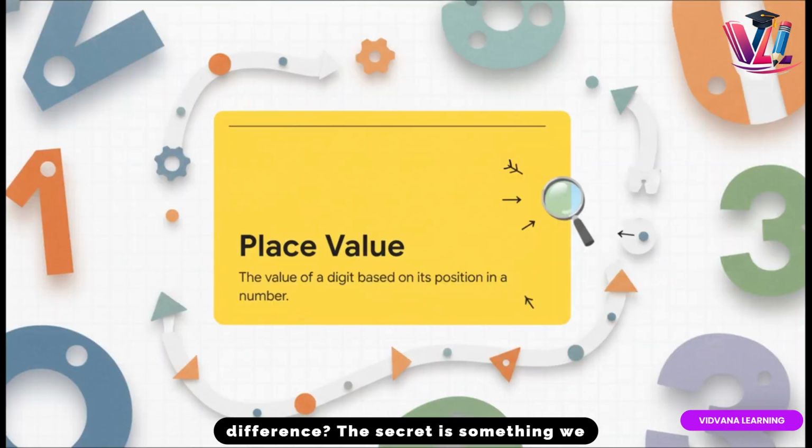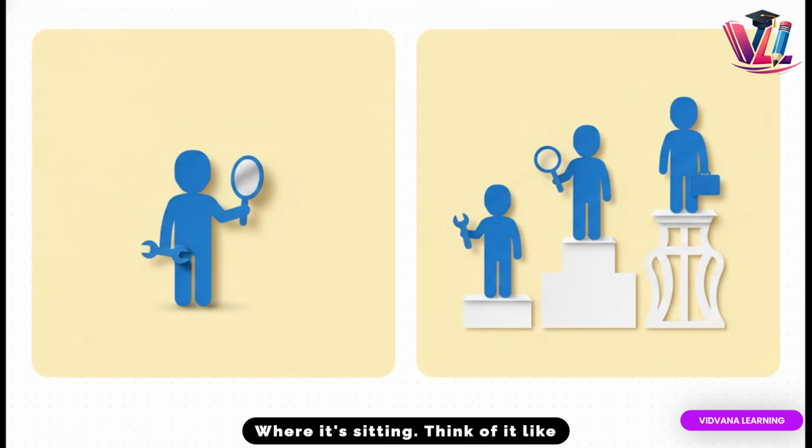The secret is something we call place value. Place value tells us the value of a digit based purely on its position in a number. Basically, the exact same number can mean completely different things just depending on where it's sitting. Think of it like this. Every single digit has a face value. That's simply who the digit is, like our friend the number 5. But place value, that's the digit's actual job. Depending on where it's standing in line, its job could be to mean 50 or even 500.